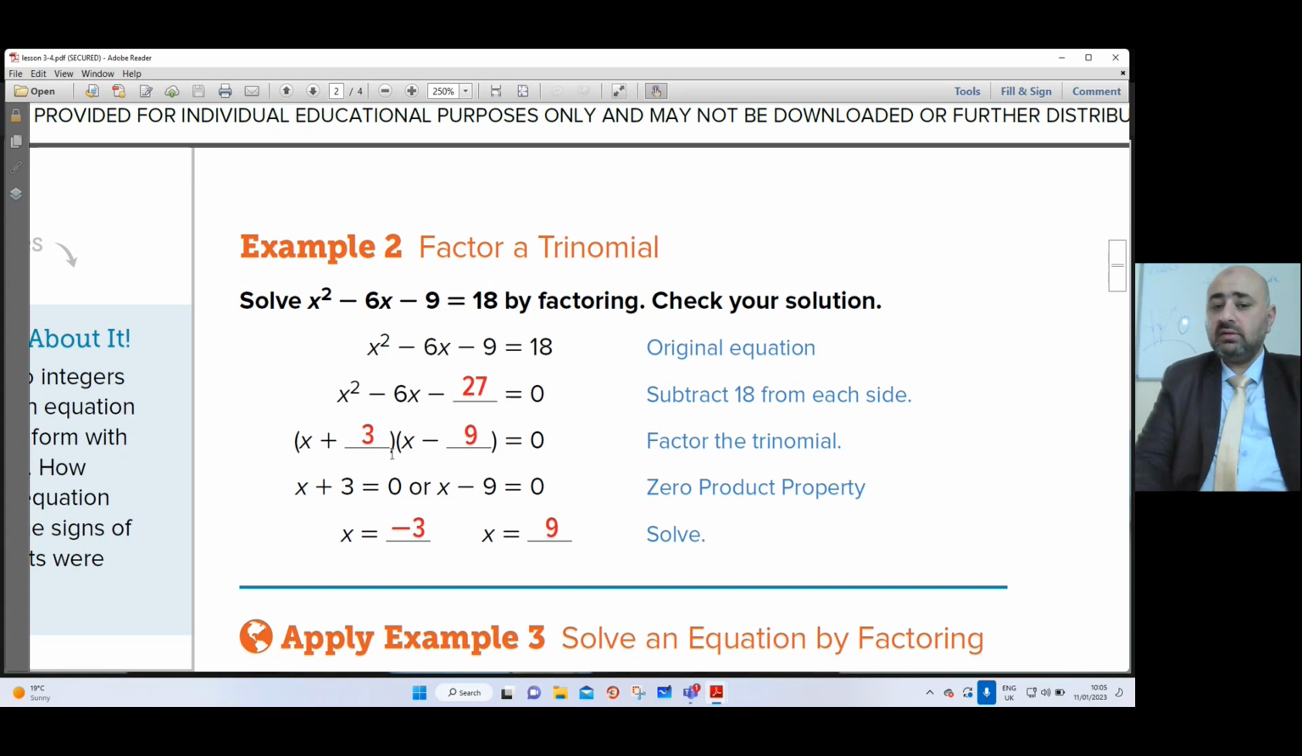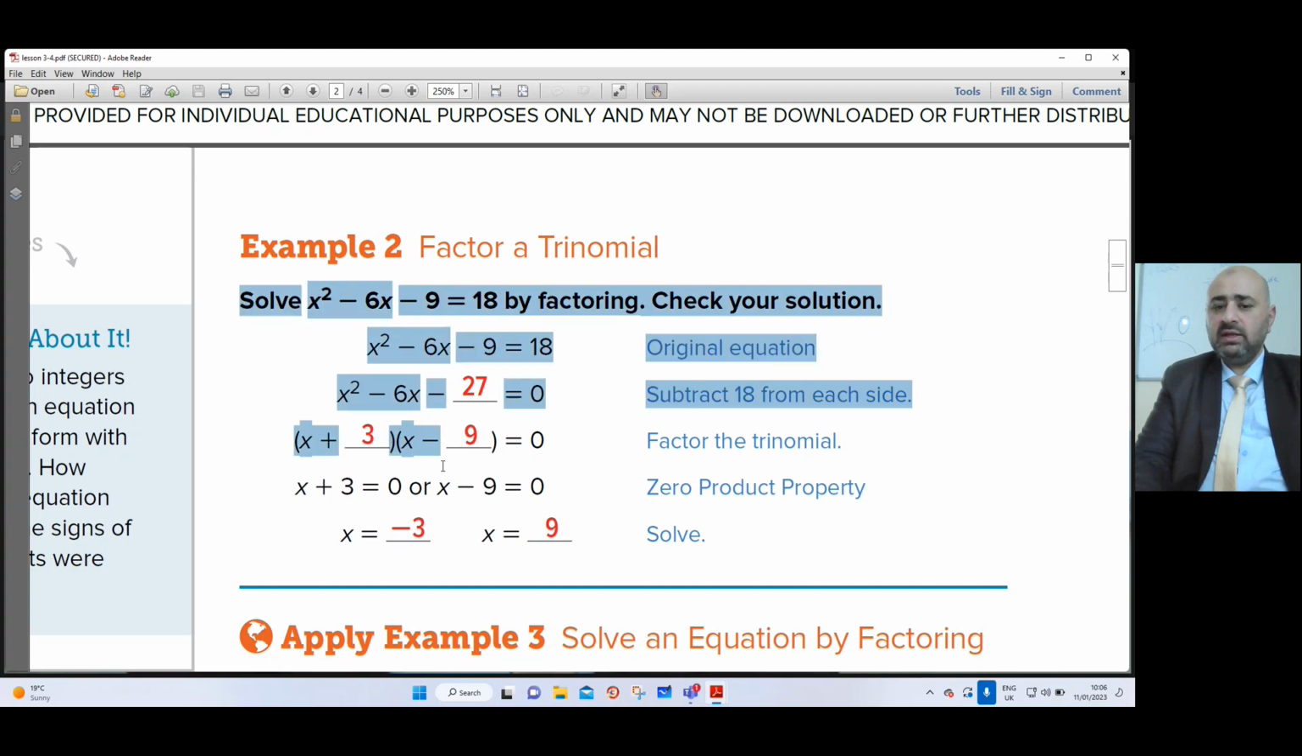Then open parentheses. What's the meaning of x squared? It means x times x. Now we want two numbers, the sum of them negative 6, and the product of them negative 27. The two numbers will be 3 and negative 9. So we can write here 3 and here negative 9. Then the product equals 0 means the first factor equals 0 or the second factor equals 0. Now we have two equations. Solve the first equation, you will get x equals negative 3. And when you solve the second equation, the value of x will be 9. So also I want all of you to write this example.